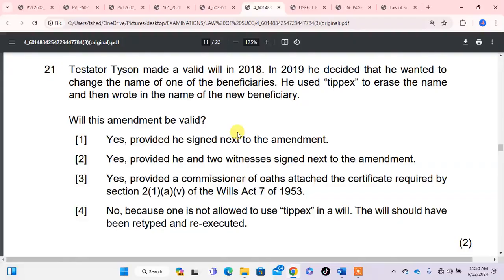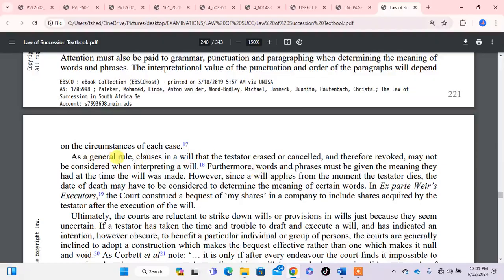It's very important to go and read the interpretation of the rule in terms of the grammar, the punctuation, and everything about the will. As a general rule, clauses in a will that the testator erased or cancelled, and therefore revoked, may not be considered when interpreting a will. Furthermore, words and phrases must be given the meaning they had at the time that the will was made. However, since a will applies from the moment the testator dies, the death of the testator may not be considered in determining the meaning of certain words.